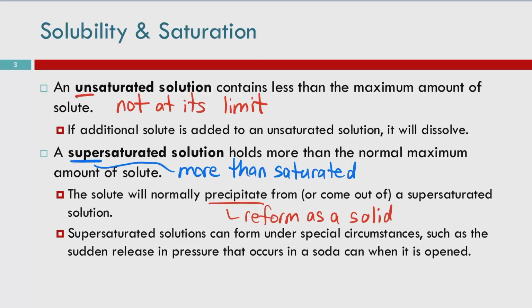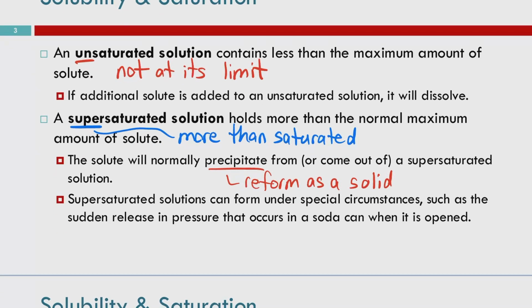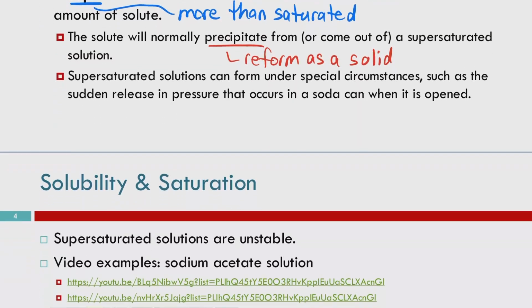We can also have supersaturated solutions. Since solutions are any two things mixed together, you can have a supersaturated solution like with a soda can. When you open a soda can, you're releasing the pressure and carbon dioxide bubbles start to come out of the solution. So that's another type of supersaturated solution.